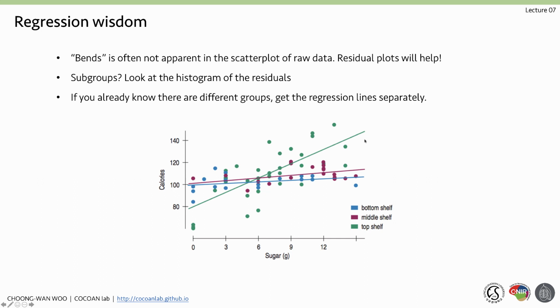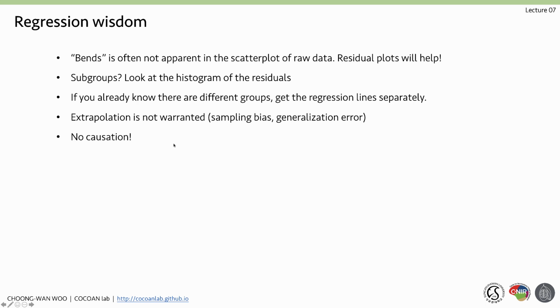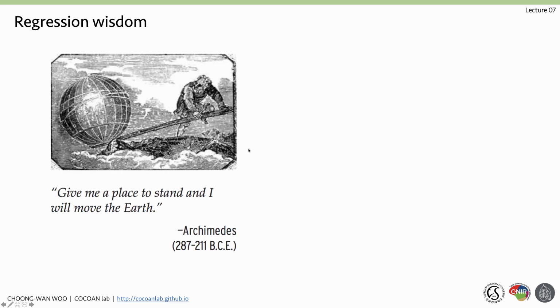If you already know there are different groups, you can get the regression line separately for each group. And extrapolation is not always warranted because there could be some sampling bias and generalization error. So be careful when you want to generalize your model in the area where you don't have data. And as we learned about correlation, regression doesn't tell us about causation. And outliers, we really need to be careful about outliers in the linear model.